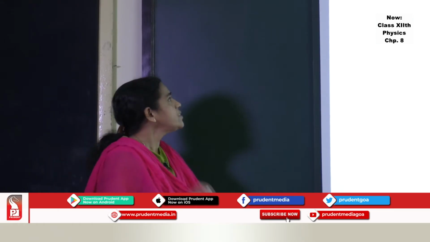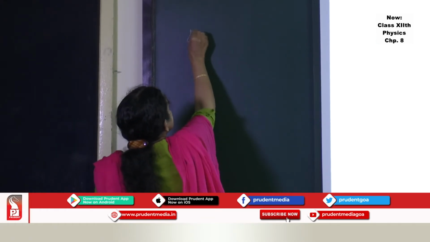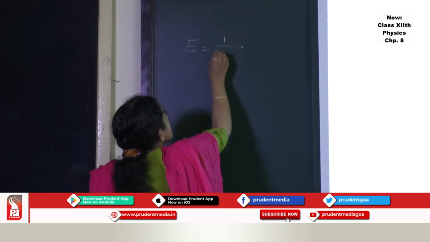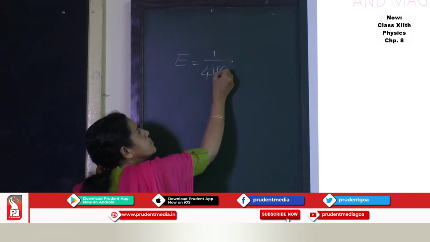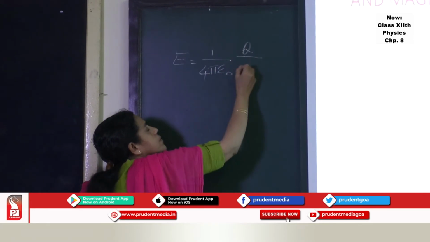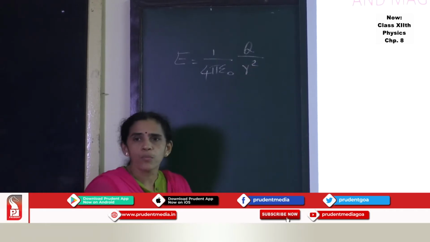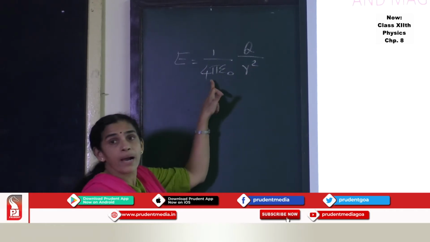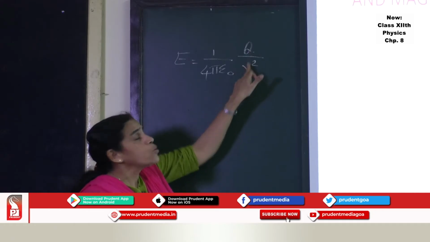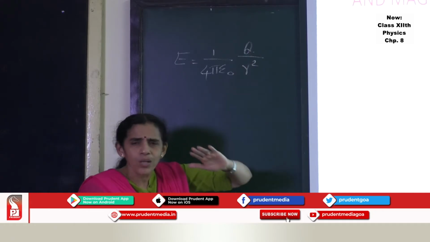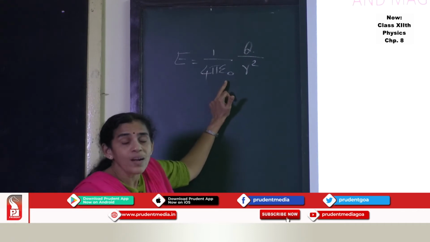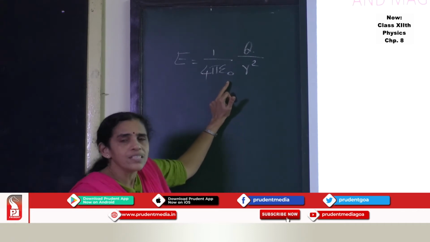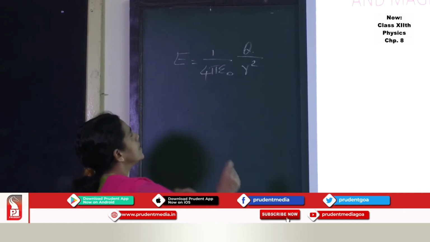What is the constant we are using in electric field? Electric field due to a point charge. You have this formula 1 upon 4 pi epsilon 0 q upon r square. In all the formulas in electrostatics, you have come across this epsilon 0. What is it? The permittivity of free space.